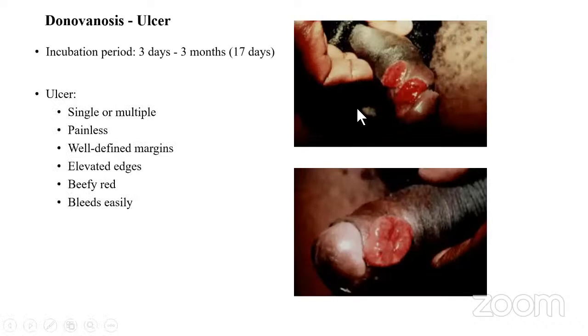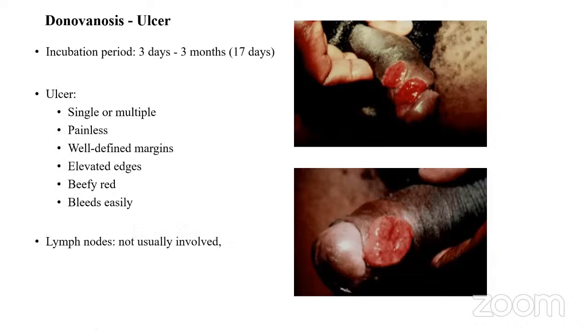The incubation period of donovanosis ranges from 3 days to 3 months with an average of 17 days. In donovanosis, there will be single or multiple firm papules which rupture to form ulcers. They could be single or multiple ulcers, and these ulcers are painless. They have well-defined margins and elevated edges. And when you look at it, it looks beefy red. Okay, it is more red. And they bleed easily on touching or manipulation.